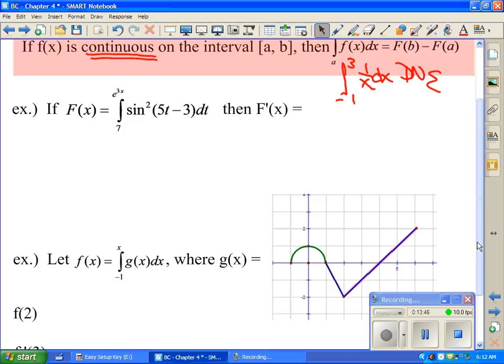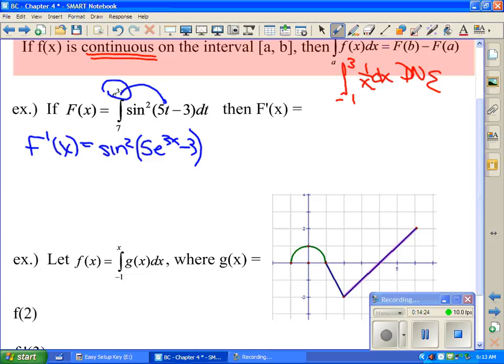So here's an example where I have an area function between 7 and e to the 3x of sine squared 5t minus 3. I'm not interested in taking the actual antiderivative of this, so we're going to use our fundamental theorem of calculus to work it out instead. So capital F prime of x is going to equal my integrand, sine squared of 5, and in place of the t you put in your bound, so that'll be e to the 3x minus 3. But you have to use the chain rule because e to the 3x is not just x. So you also have to take the derivative of what you're substituting in. The derivative of e to the 3x is e to the 3x times 3. So that is my first piece.